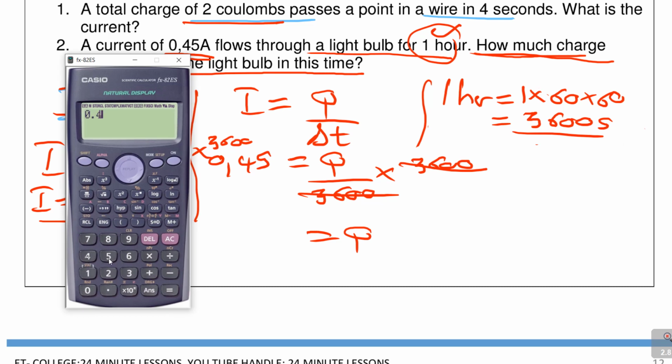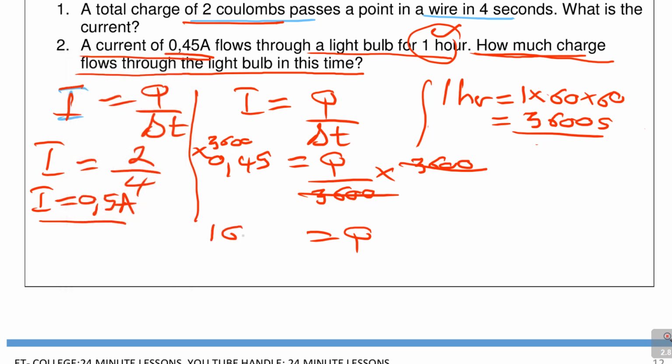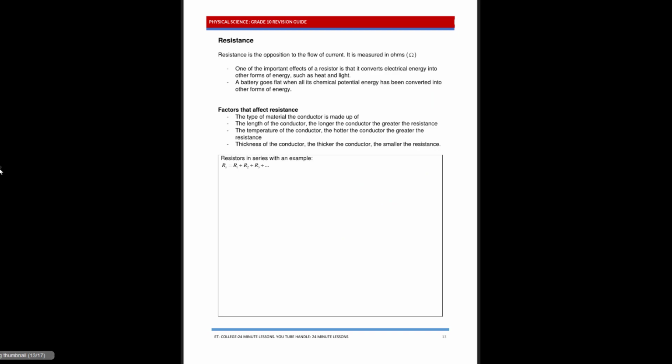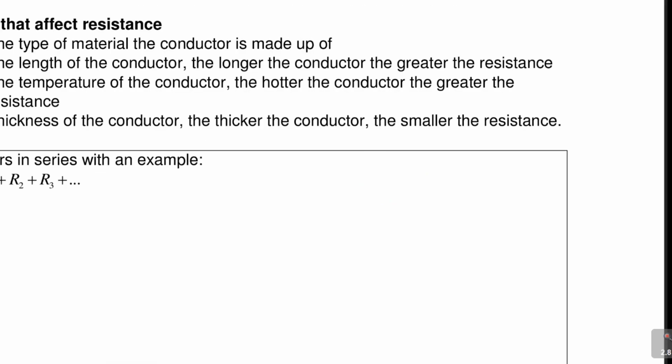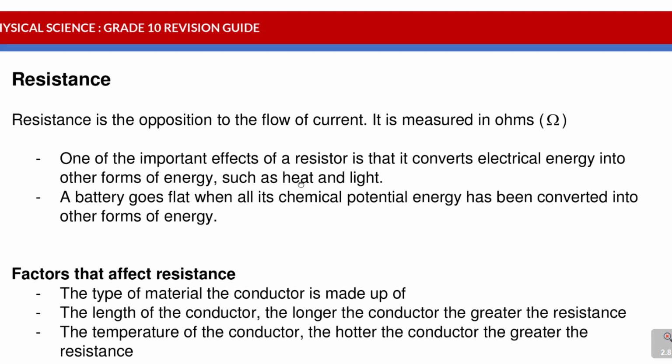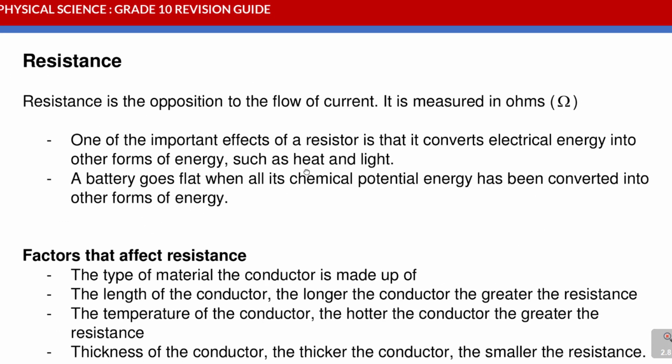It's 0.45 times 3,600, and then what you get is 1,620. So it's 1,620. Q is measured in what? Coulombs. Alright, so that is what you need to remember yourself. And then lastly, to end this topic, as I said, we're just going through it, but we'll do some actual question papers.